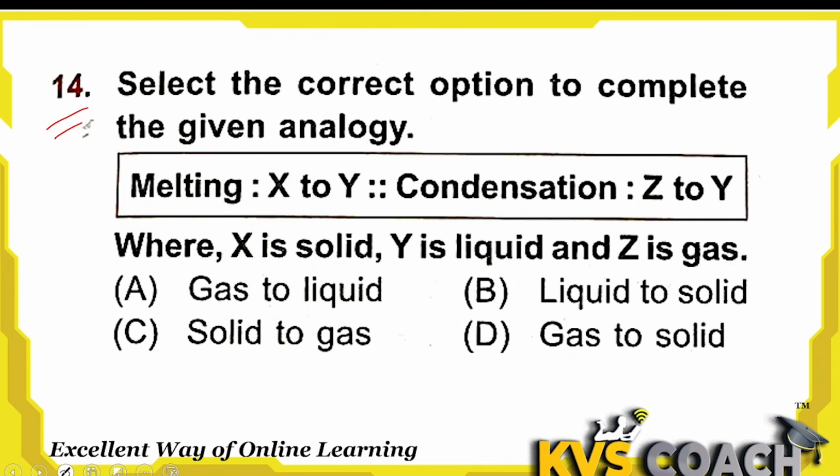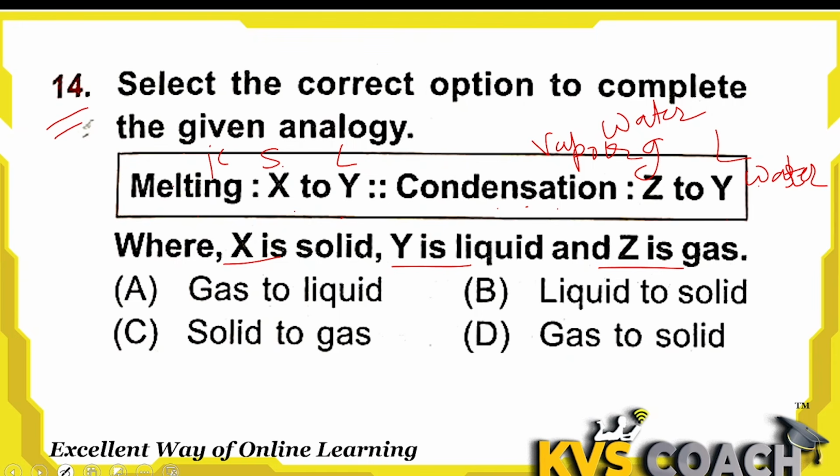Next, select the correct option to complete the given analogy. Melting X to Y, condensation Z to Y. Here X is solid to Y liquid, and here Z gas to Y liquid. Okay, so melting is solid to liquid, and condensation is gas to liquid. I told you, gas to liquid is water vapor changing into water. Water vapors are known as the gas state and liquid is water. So this is called condensation.